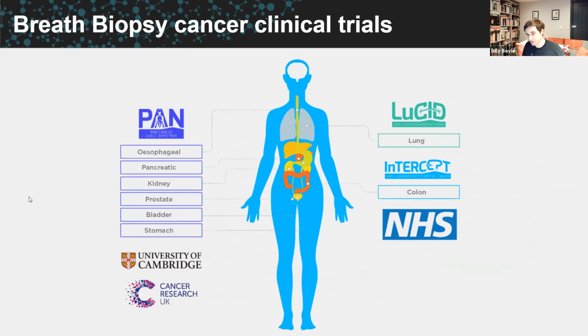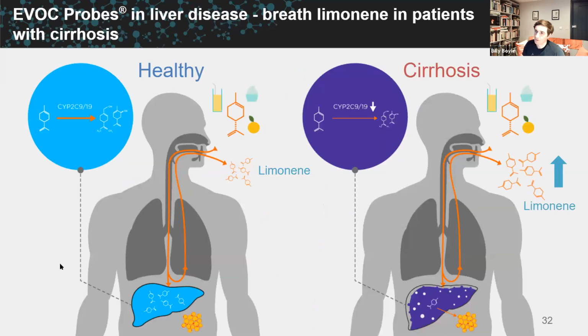And again, we were very, very fortunate. CRUK have helped us a lot, connecting us to the right investigators, looking at different tumor types. They've been able to help us get patient samples and run clinical trials. And I would say a lot of our focus at the moment is around lung and liver. And looking at the evoke probes in things like liver disease and liver cancer, the specific compound that we've been looking at over the last couple of years is a compound called limonene.